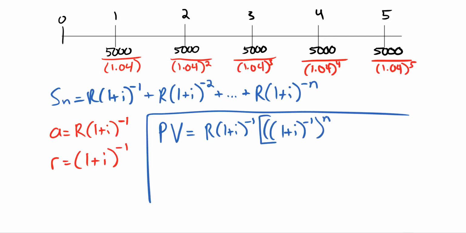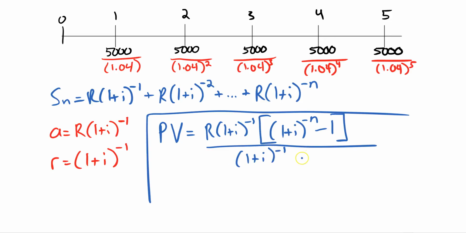Now I'm going to save us a bit of time here. We know if an exponent has an exponent, we multiply them. So I'll simply write this as 1 plus i to the power of negative n. Now that will be subtracted, or 1 will be subtracted from it, and we divide the whole thing here by the r value, 1 plus i to the power of negative 1, and then subtract 1.